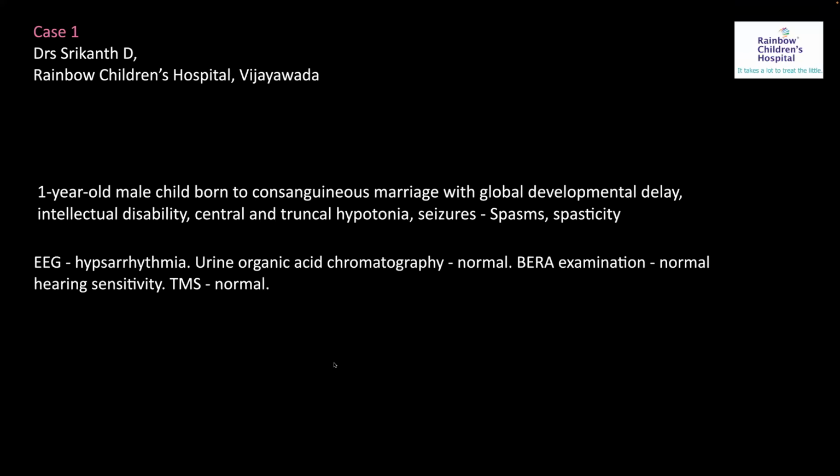This is a 1-year-old male child born to consanguineous parents with history of global developmental delay, and the child had seizures in the form of epileptic spasms that were noted. On examination, there was microcephaly with head circumference of 43 centimeter. There was central hypotonia, and hip adductor spasticity was noted.